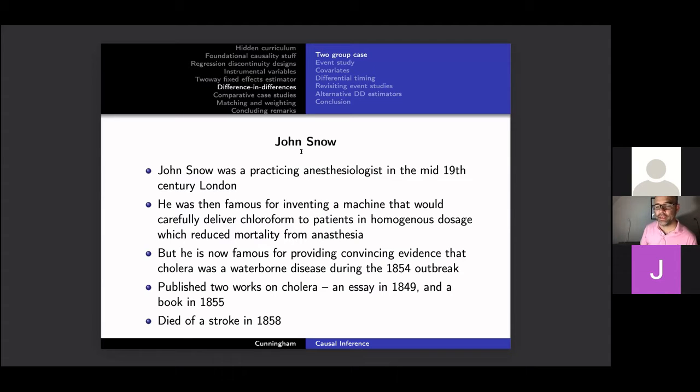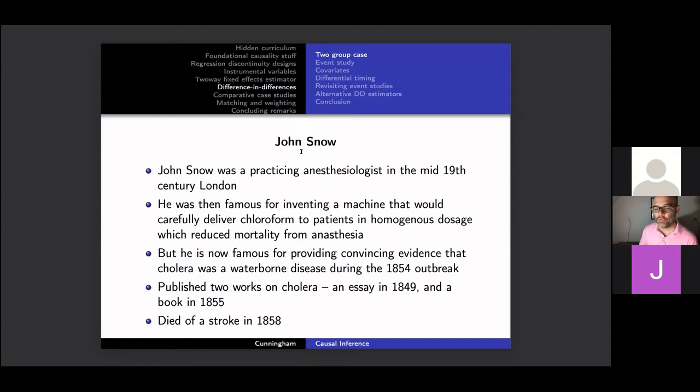So John Snow was a practicing anesthesiologist in the mid 19th century. He was famous because he had invented a machine that would carefully deliver an anesthesia called chloroform to patients consistently, in such a way that the chloroform wouldn't kill them. That was part of the problem at the time. The chloroform was very dangerous and had to be applied very carefully, very consistently, very slowly, and they didn't know how to do it. John Snow invented a machine that did it, basically reducing mortality from surgeries that was being caused by the anesthesia as opposed to the surgery.